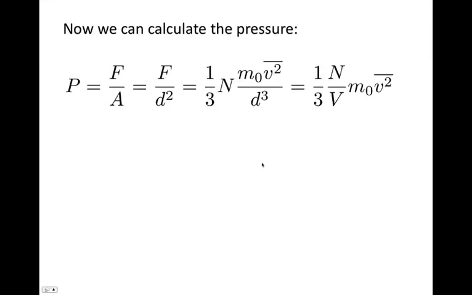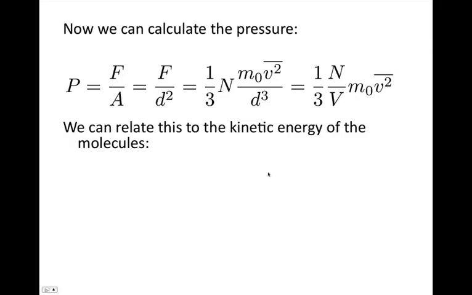Okay, now we can calculate the pressure. We know that pressure is equal to force over area, and we were imagining a cube, so the area of the cube is d squared. So we've got 1/3 n m0 v squared over d cubed, which is 1/3 n on V m0 v squared. We're taking the average of the v squared.